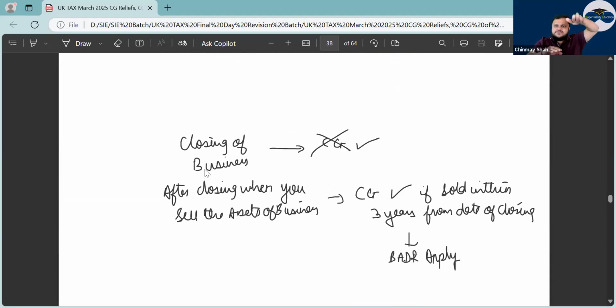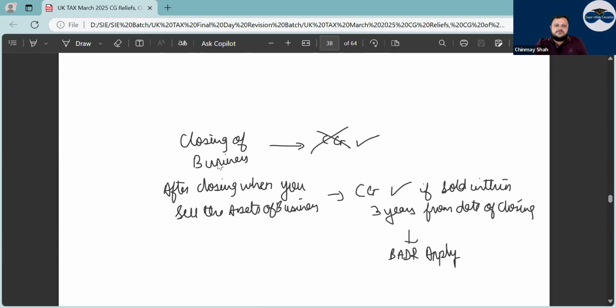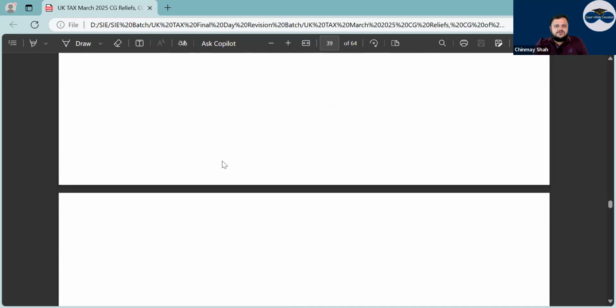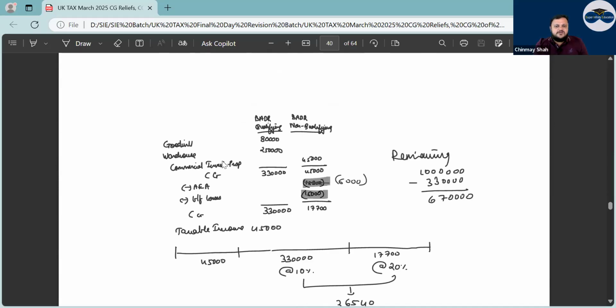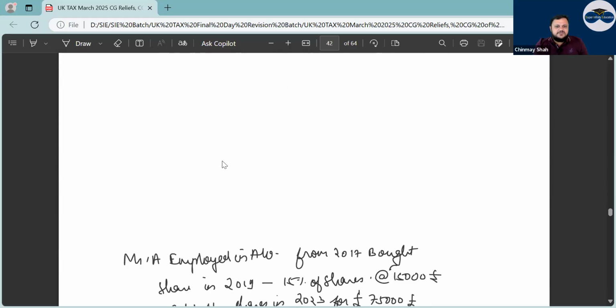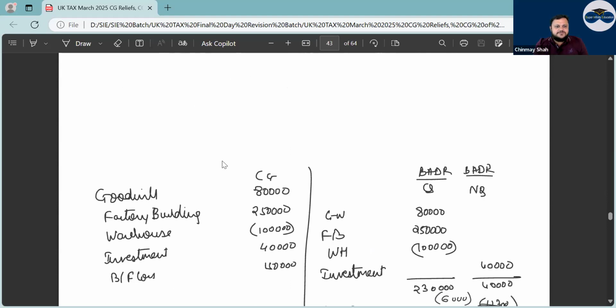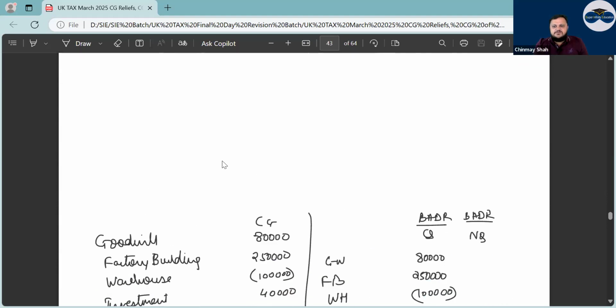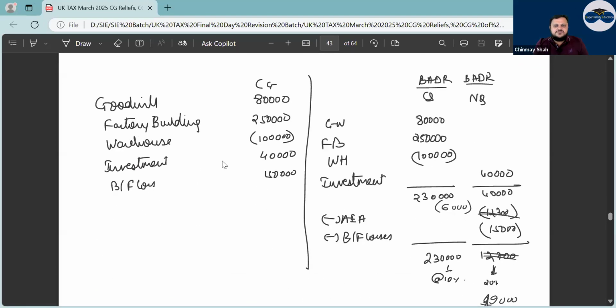So for BADR, all assets sold, business sold, minus the cost of acquisition, you will get CG. What do you pay on the CG? Full BADR tax at 10%. But if it is an investment, correct, that will be non-qualifying BADR, right? So that is how it will happen. Then there is one example of non-qualifying BADR. Then you will have investor relief somewhere. Have a look. This goodwill is there, correct? So the CG of the investment will go into what? Non-BADR, right?